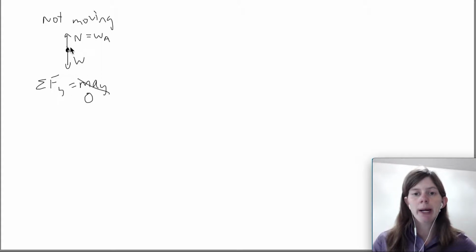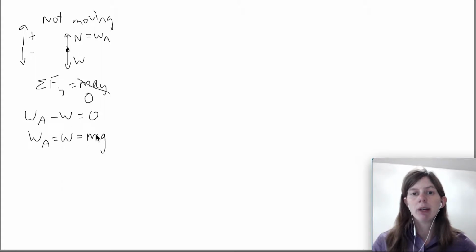And then we're going to add up the forces that we drew. So W_A minus W, since upward is positive and downward is negative, equals 0. So that means that your apparent weight equals your weight, which is mg. I could have substituted mg right here. And that's what you expect. You feel your regular weight when the elevator is not moving. Now what about if the elevator is accelerating upward?